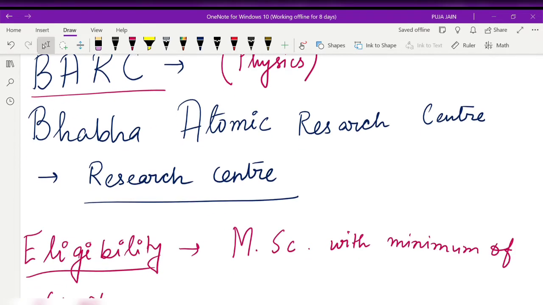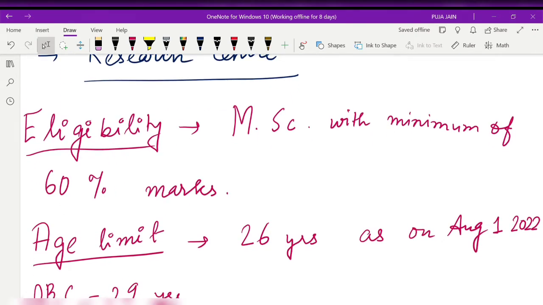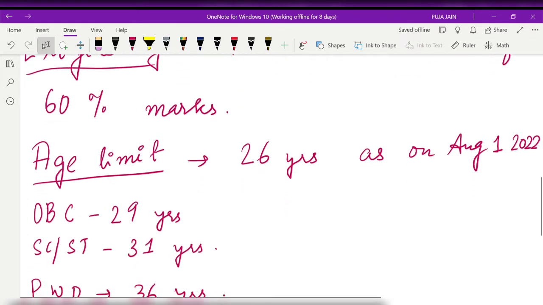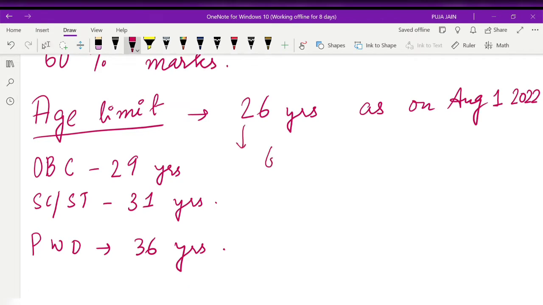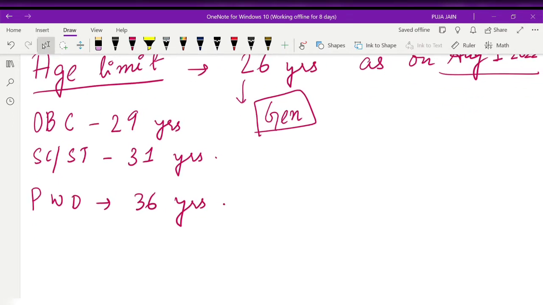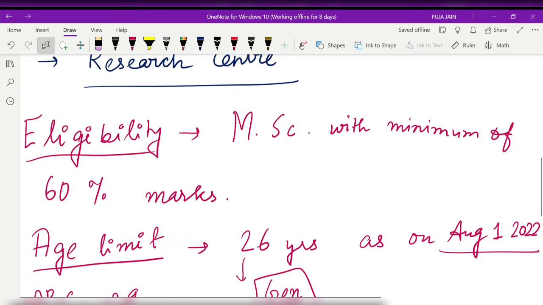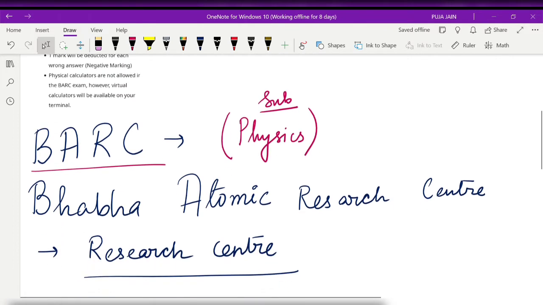who are studying physics. They are giving this exam to pursue a PhD in this particular research center. The eligibility for the students giving this exam is that they must have a minimum of 60% in their masters. And the age limit is 26 years for the general category, as on August 1, 2022. For OBC, it is 29 years. For SC and ST categories, the age limit is 31 years, and for physically handicapped candidates, it is 36 years. So this is the age limit and eligibility criteria.